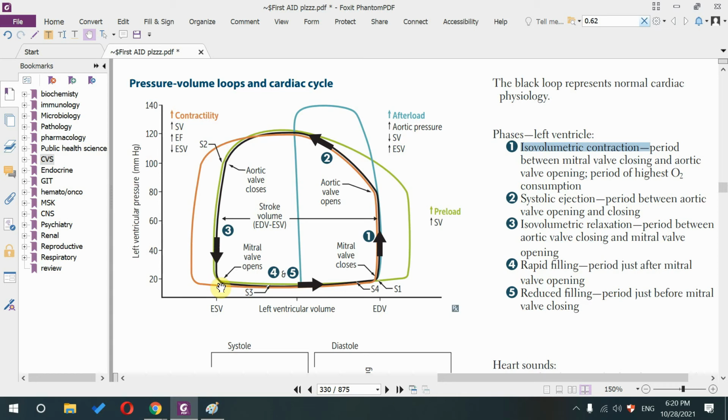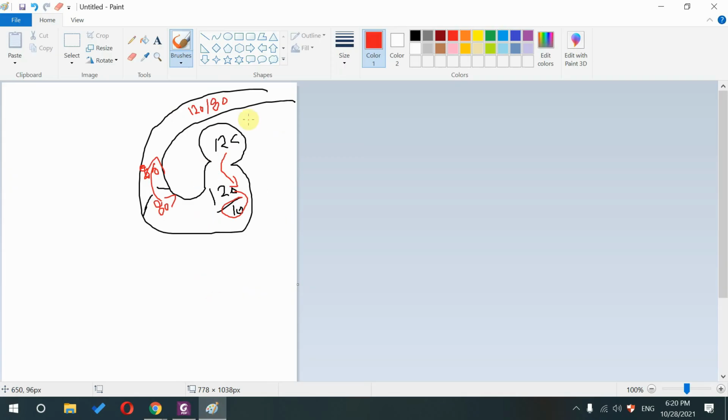The mitral valve has opened, and now we have something called the rapid filling. So what does that mean? This guy has just opened the mitral valve, and the blood is moving fast. It's like all of it, with the gradient, is going down. Cool. So that's rapid filling. It makes sense. No problem.